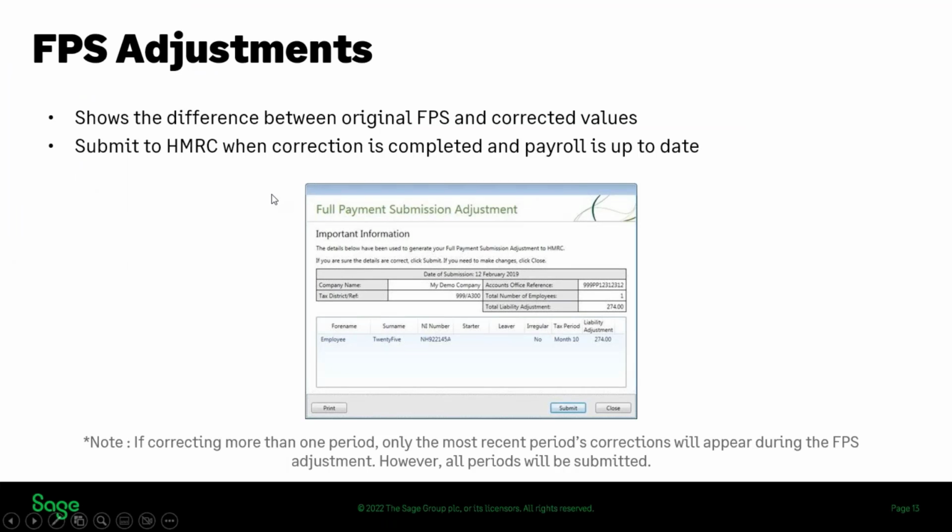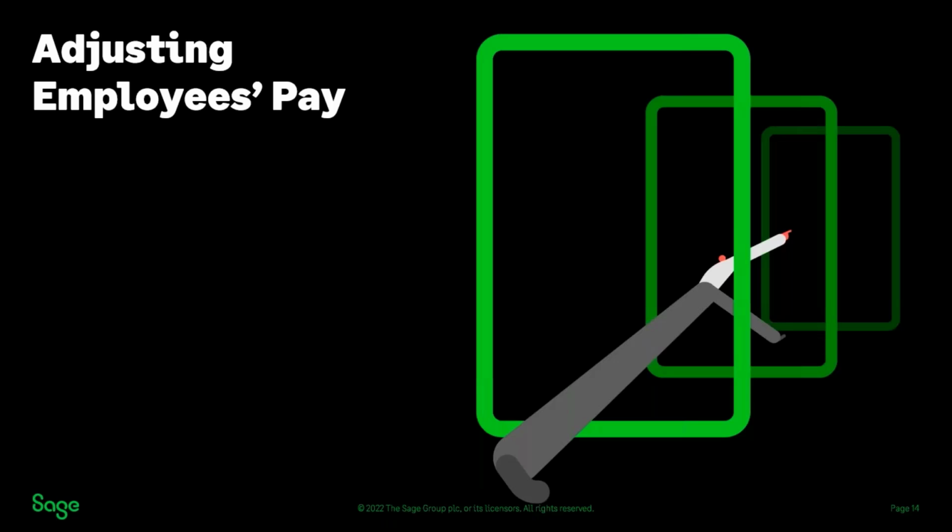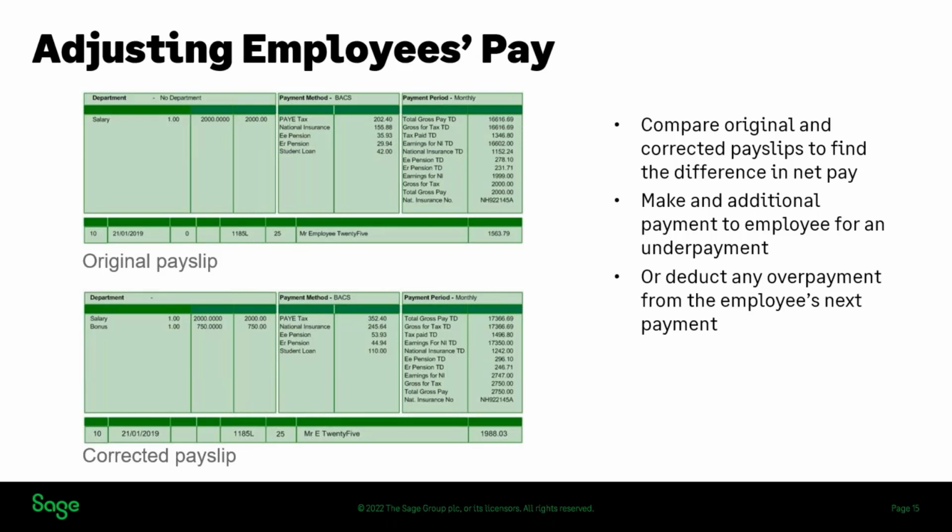And there's one final thing you need to do to complete your error correction, and that's to adjust your employee's pay. And the good news is not too much to do in the program for this one, but what you can do is you can print off a corrected payslip and the original payslip, so you can compare the two. So we've got a couple of examples there. So you can find the difference in net pay.